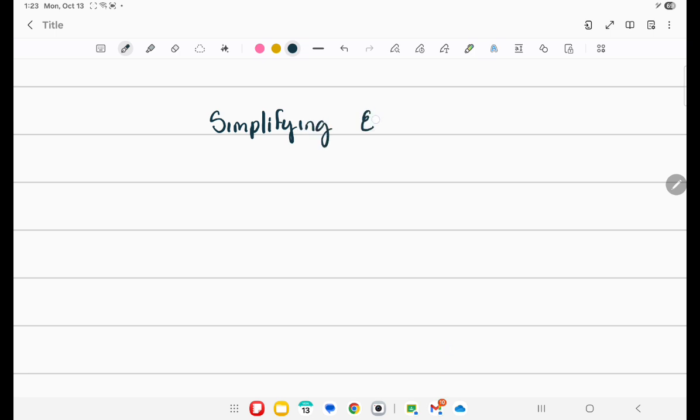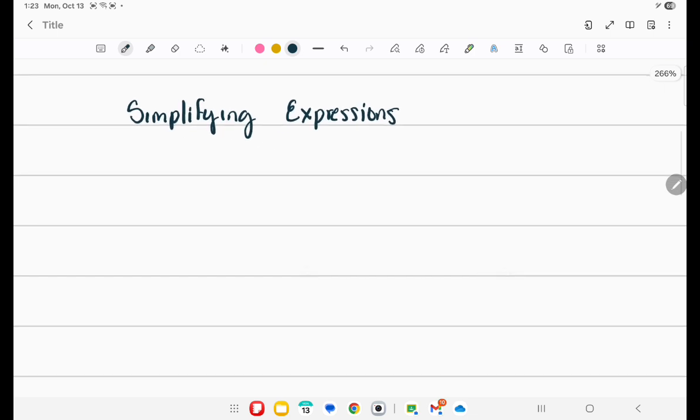Simplifying expressions. Now, we know what an expression is, I hope, but just in case, let's go back through that.